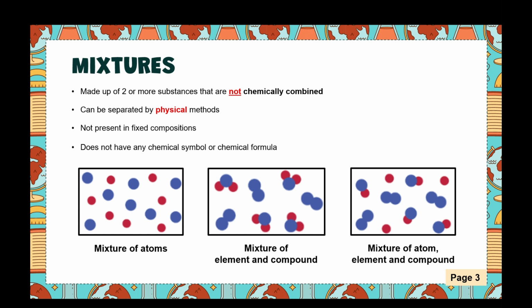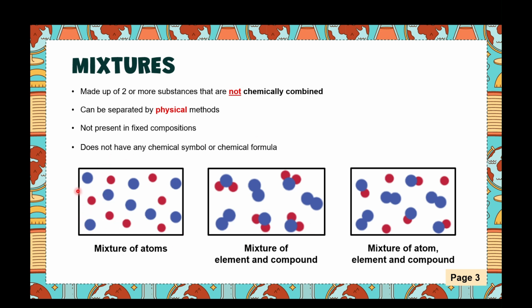Lastly, let's talk about mixtures. Mixtures are made up of two or more substances that are not chemically combined. They can be separated by physical methods, and they are not present in fixed compositions. They also do not have any chemical symbols or chemical formula. The particle diagrams can be seen here.